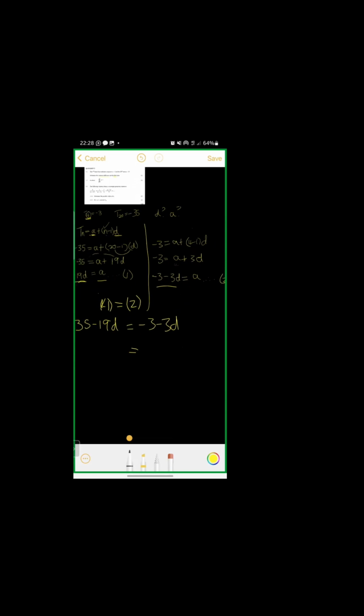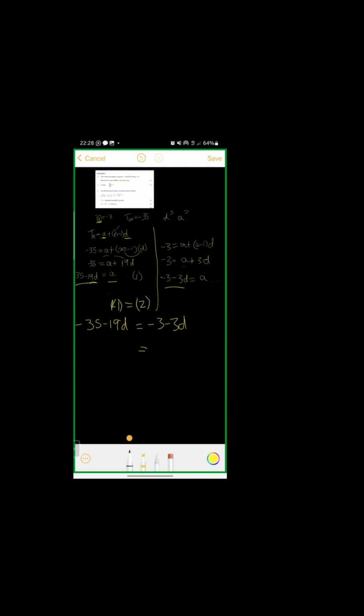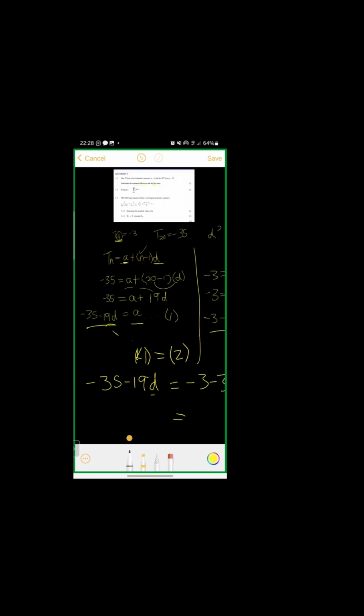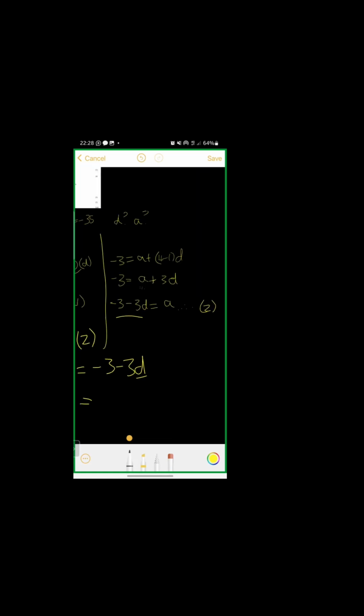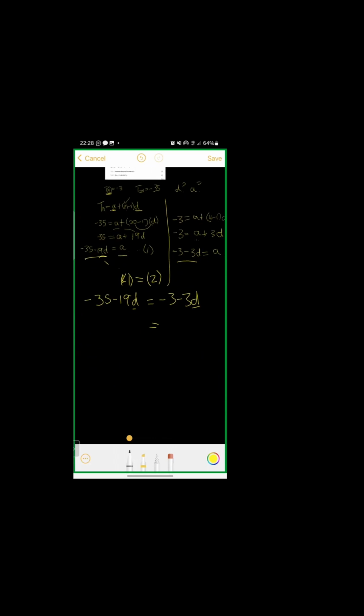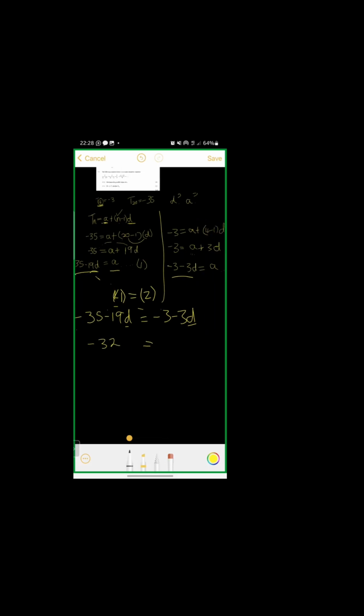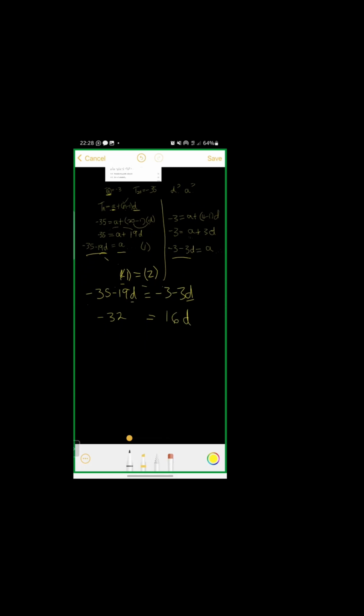So we group our like terms together. We can see that we now have one unknown. If we can find this D, we can come back and replace our D into any one of these formulas, and then A will be our only unknown. So we take this negative 3 to the other side. We're going to have negative 32 here, because it's negative 35 plus 3. And here we have negative 3D plus 19D, which I believe is 16D. Correct me if I'm mistaken. 16D, that's correct.